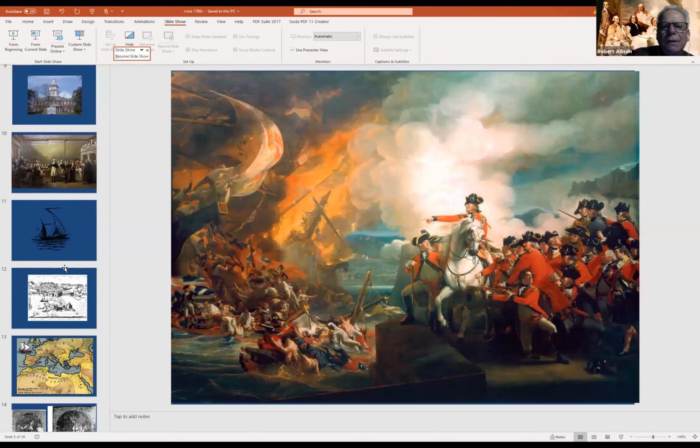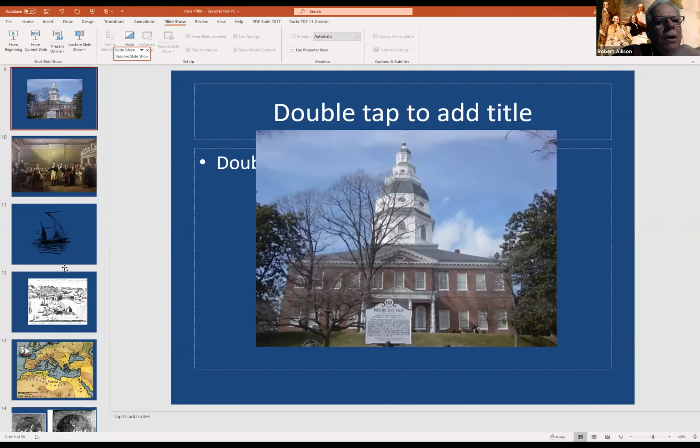And on December 19th, Washington reaches Annapolis, where the Congress meets. On the 22nd of December, let me see if I can show you this. On the 22nd of December, Washington reaches the State House in Maryland, which I'm trying to show you.